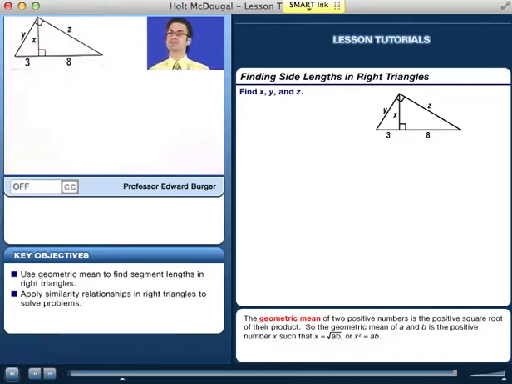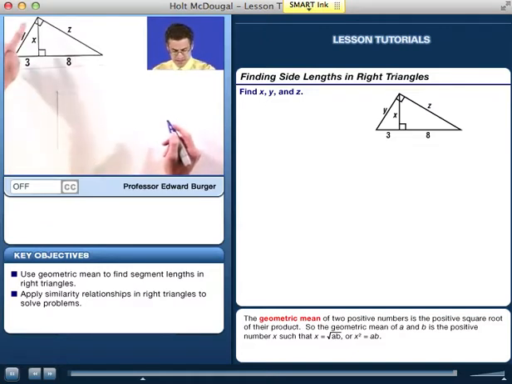Now, it may sound as though we don't have enough information to actually do this, but it turns out if we use the theorem and the idea of the geometric mean, we can actually find these things. Why? Because the triangles are similar. That means that ratios of corresponding parts are going to be equal. So let's set up some proportions.